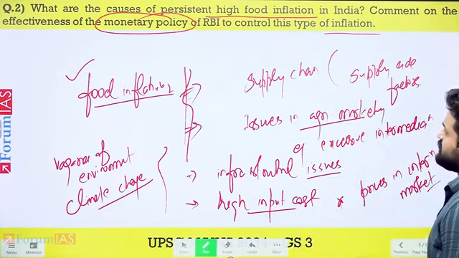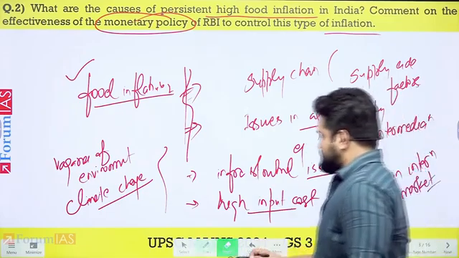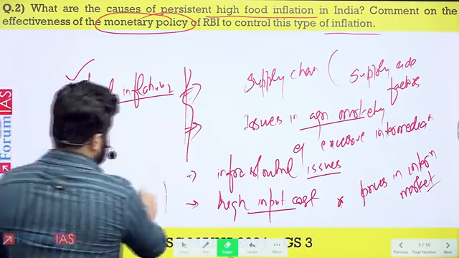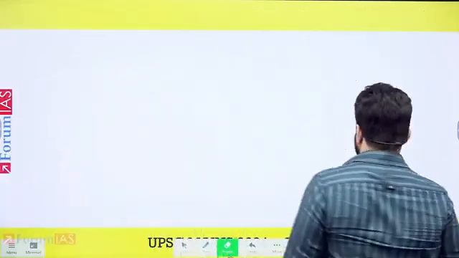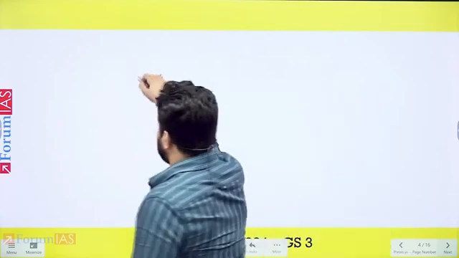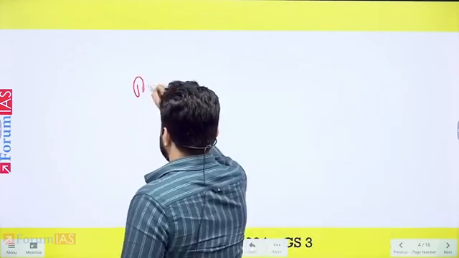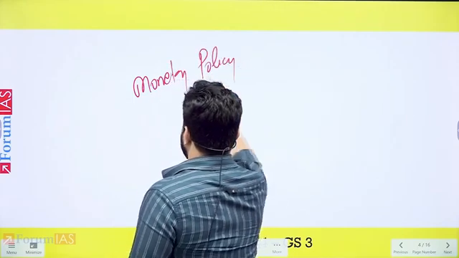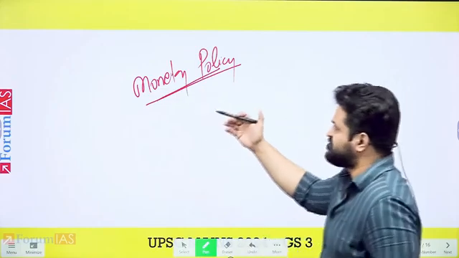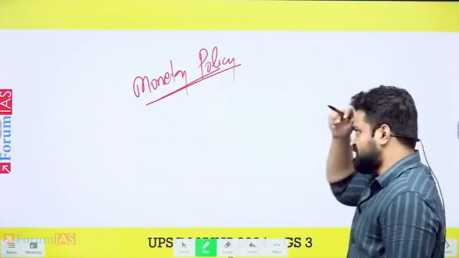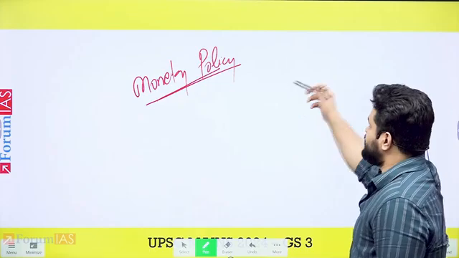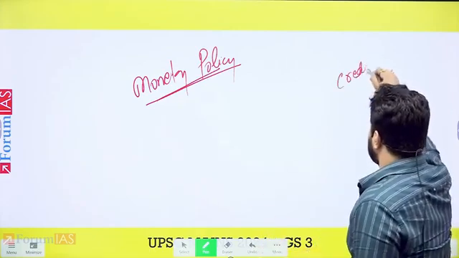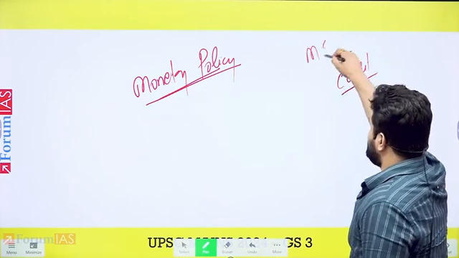The second part you needed to answer is about the effectiveness of monetary policy. So just look at what monetary policy is all about. What is monetary policy? That component of economic policy through which RBI controls the flow of money in the economy. Okay, it controls the flow of money, credit, money supply.